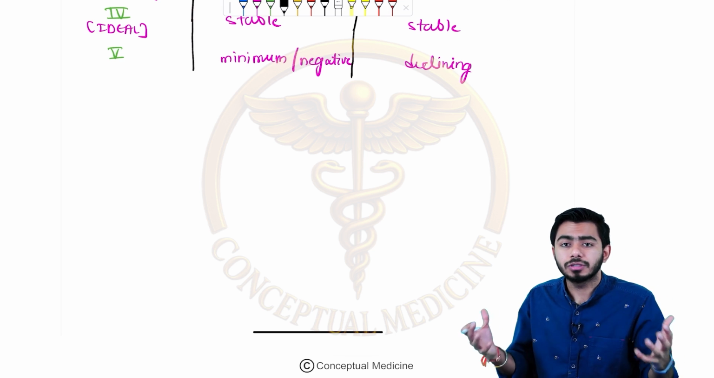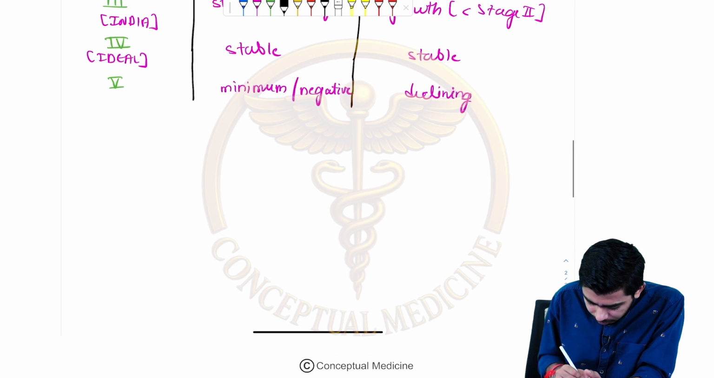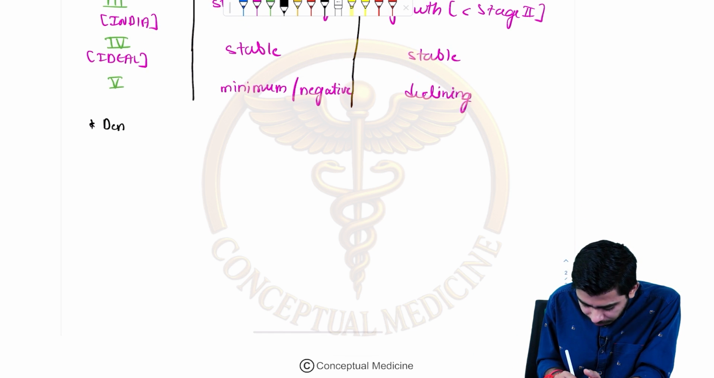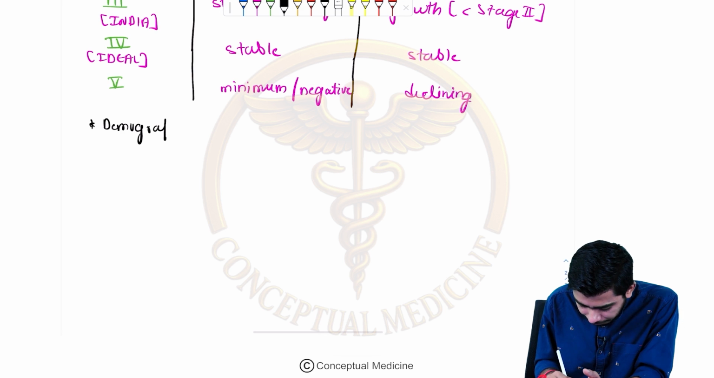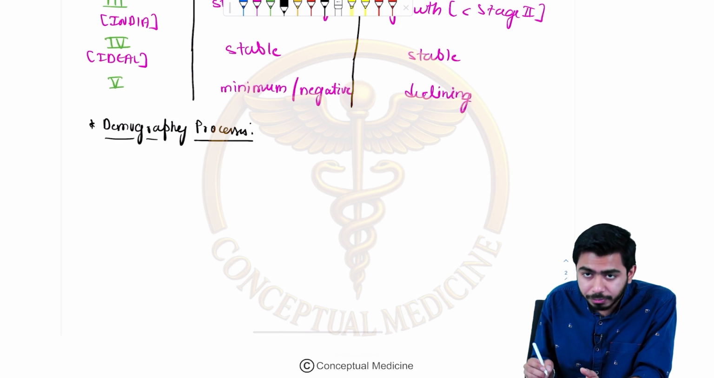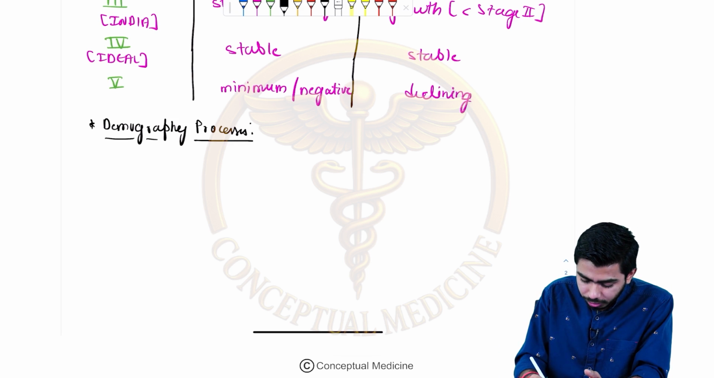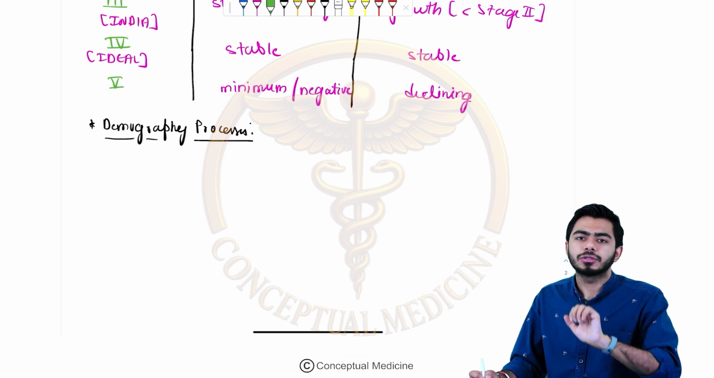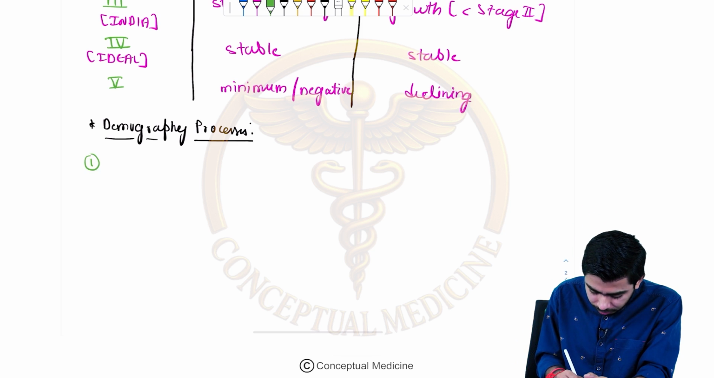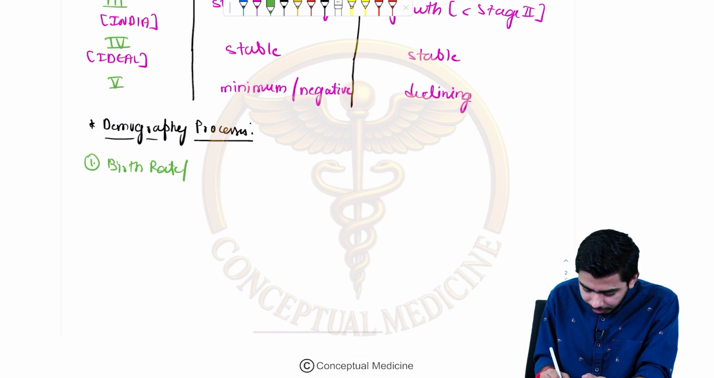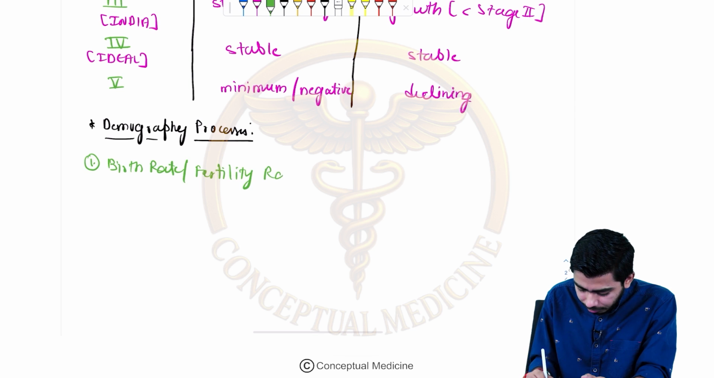Once we have talked about the demographic cycle, we shall talk about some of the demographic processes. So now let's talk about demographic processes. We shall talk about 5 demographic processes. First of all, the first one is the birth rate. This might also be called the fertility rate, guys.